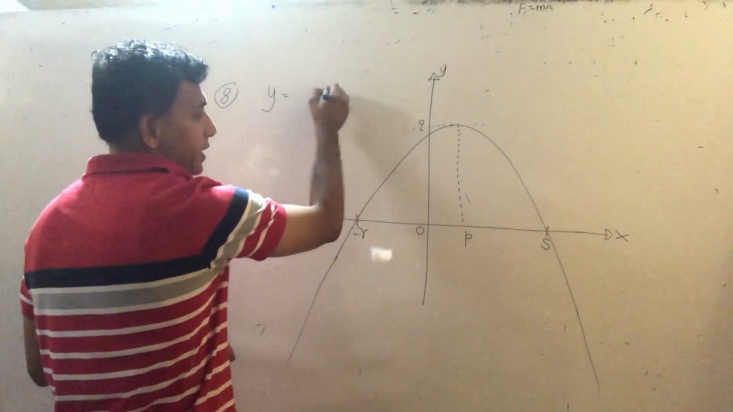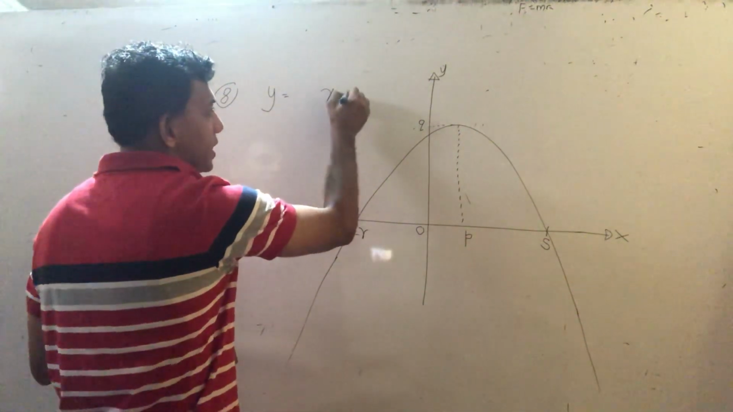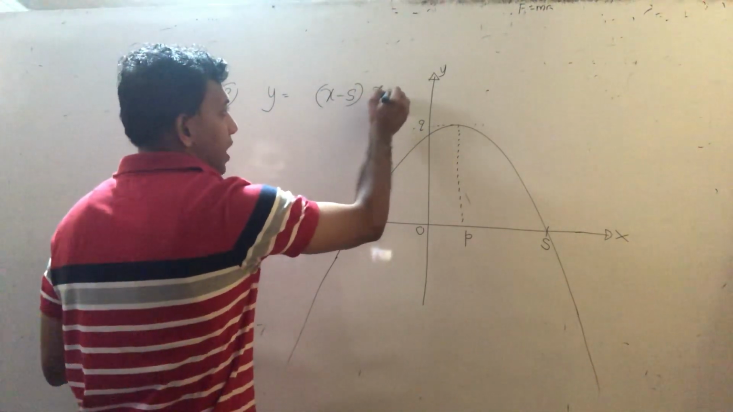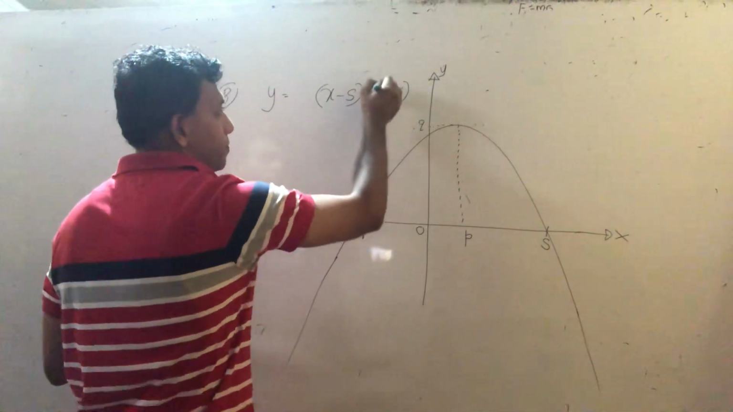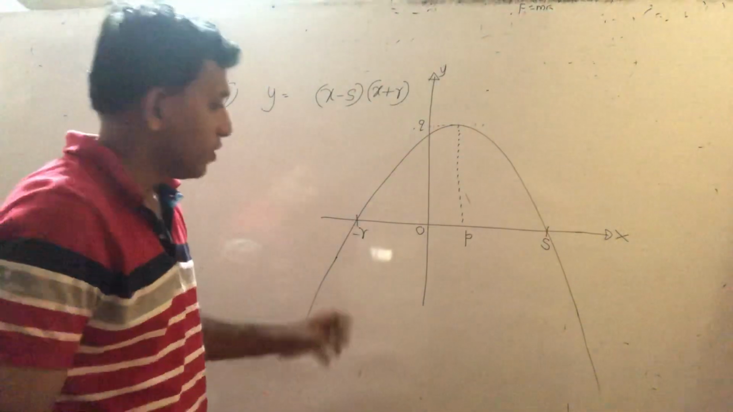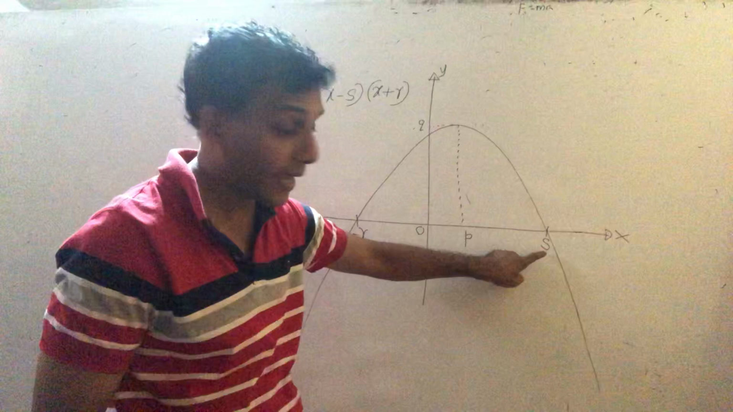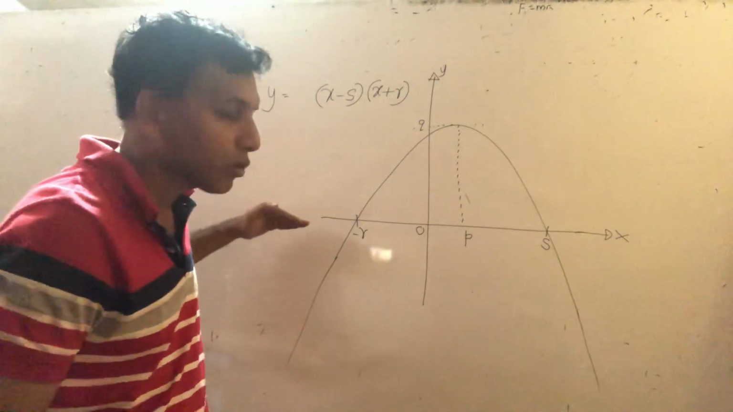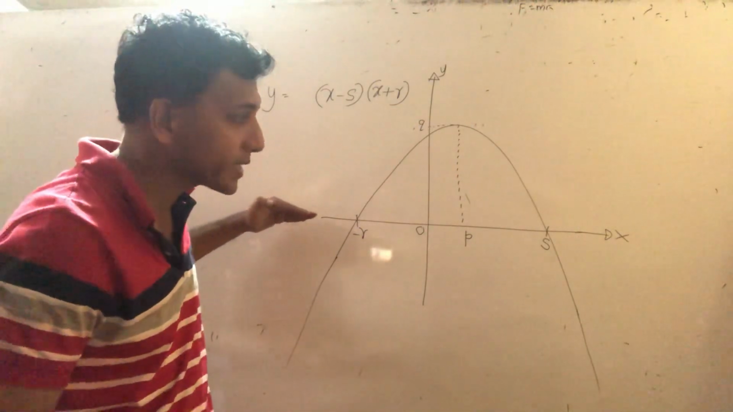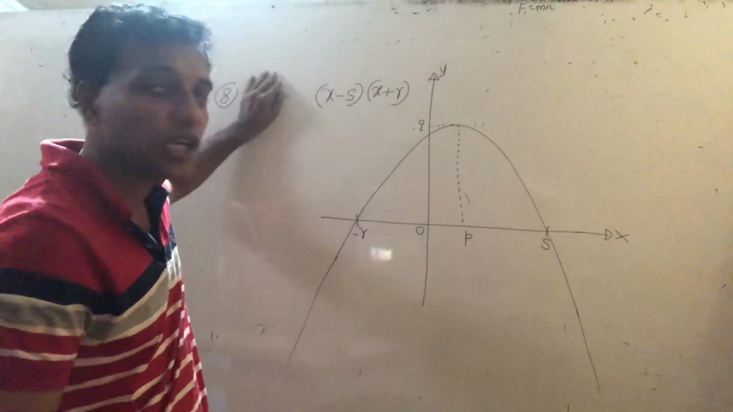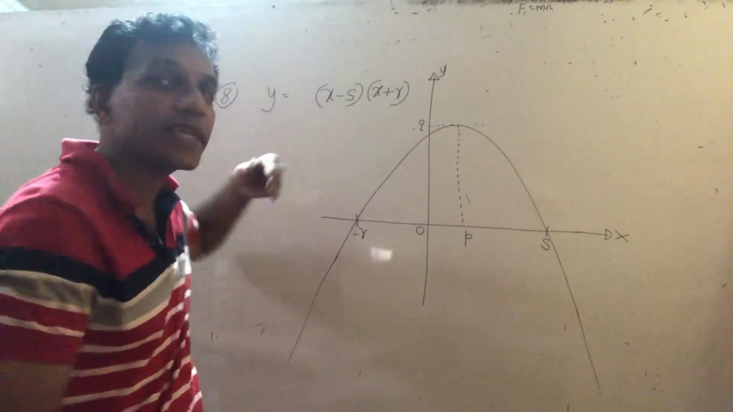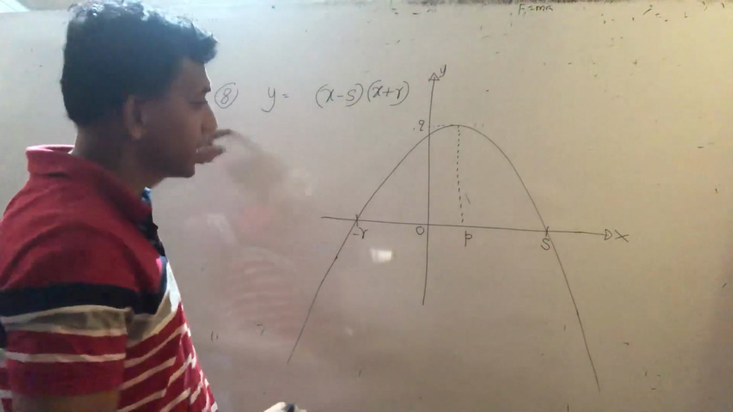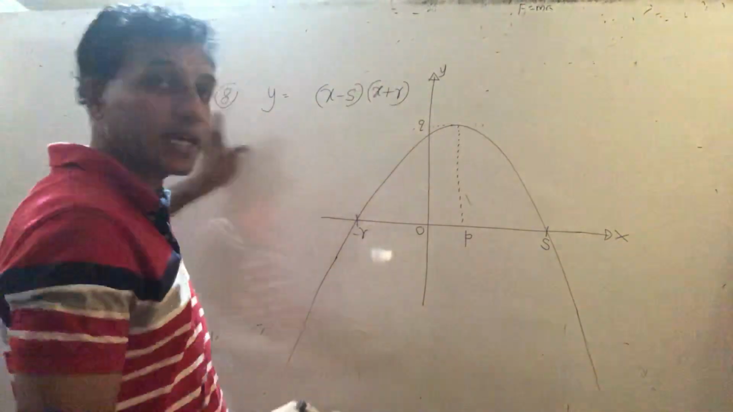So how do we learn that? y equals x minus s, x plus r, okay. Both cuts along the x-axis give the idea of the quadratic equation. How to find the coordinates where a curve cuts the x-axis? Put y equal to 0. If you put y equal to 0, that is the x-axis. So this is 0, meaning two solutions come, x equal plus s or x equal minus r.